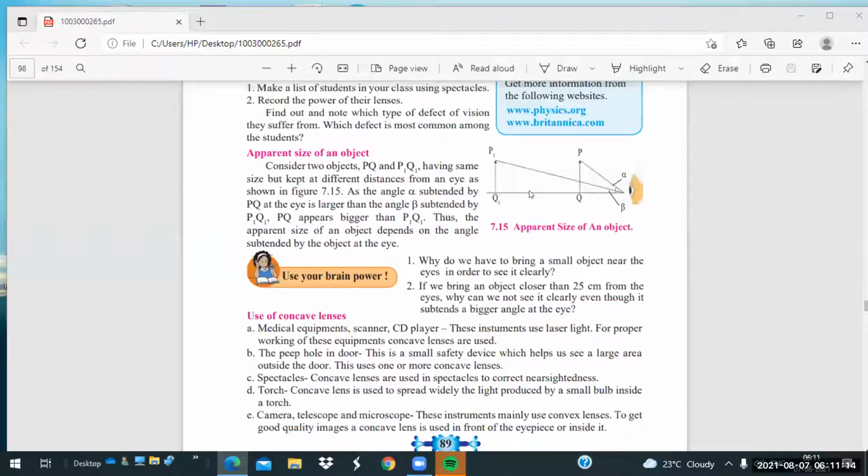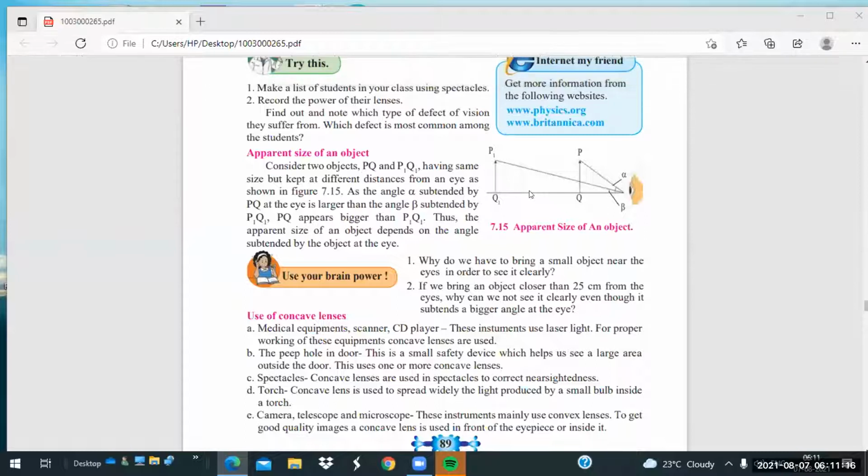Now suppose there are two objects, PQ and P1Q1, having the same size but kept at different distances from an eye, as shown in the figure. Here are P1Q1 and PQ. Both objects are kept at different places from our eye.